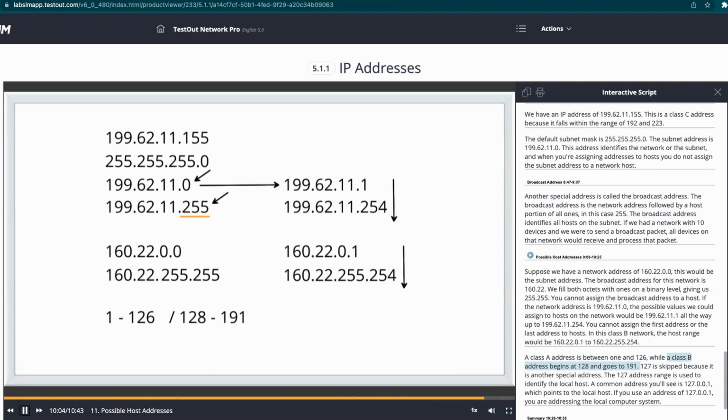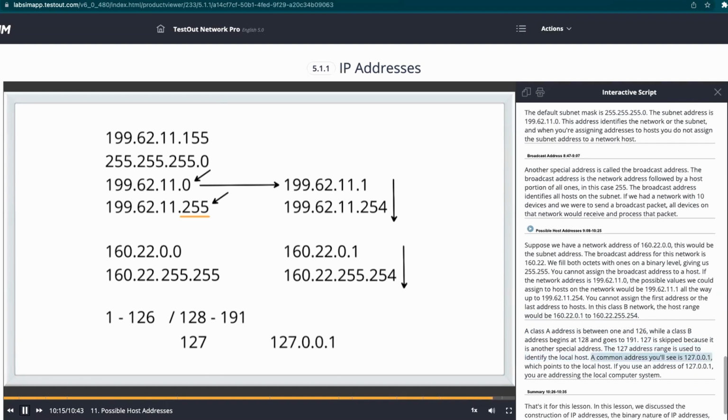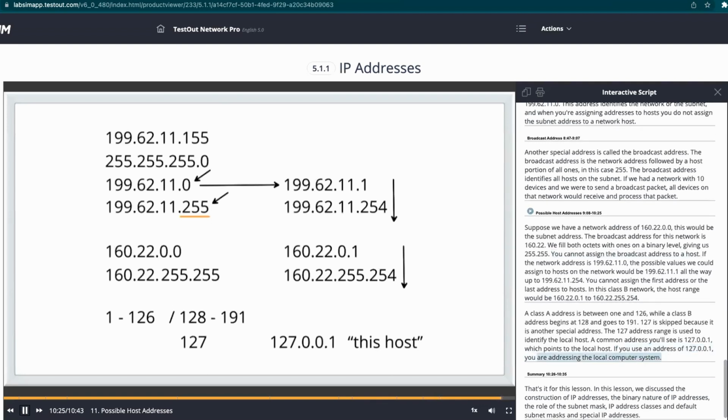A Class A address is between 1 and 126, while a Class B address begins at 128 and goes to 191. 127 is skipped because it's another special address. The 127 address range is used to identify the local host. A common address you'll see is 127.0.0.1, which points to the local host. So if you use an address of 127.0.0.1, you are addressing the local computer system.